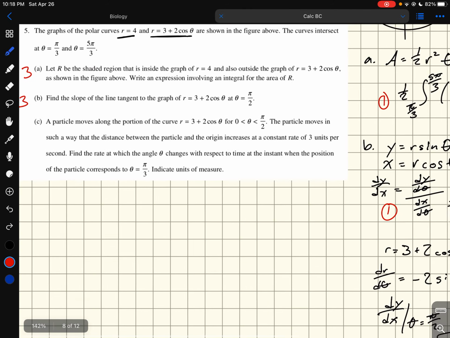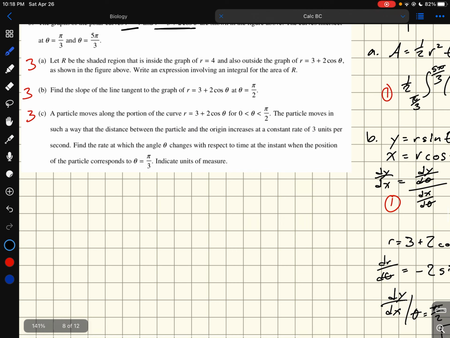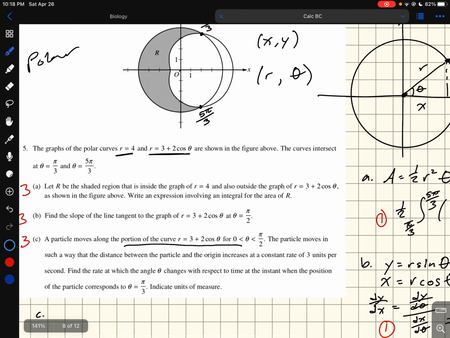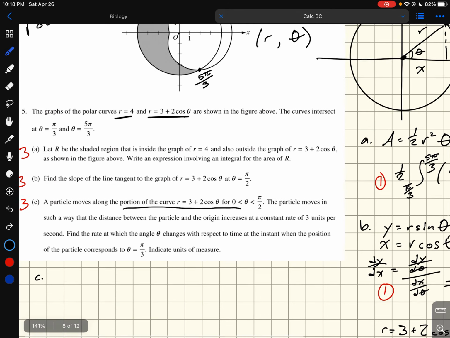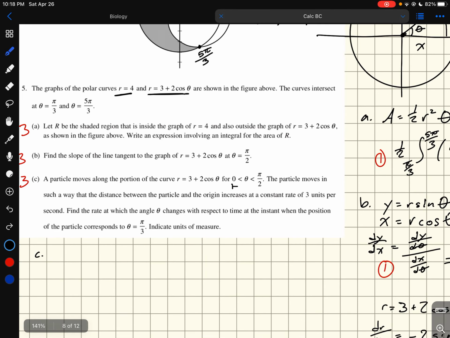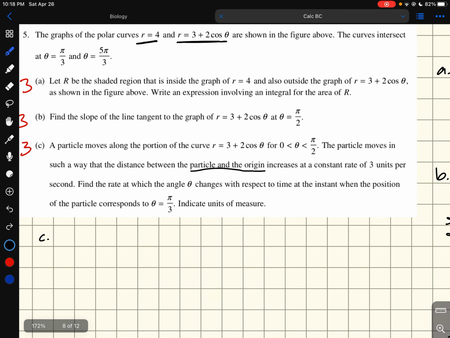Okay, and now our last part. This was 6 points total, so we know our last part is also going to be 3 points, because each FRQ is worth 9 points. Okay, C. It's moving along a portion of the curve, because remember, that curve is 3 plus 2 cosine theta. It's going from 0 to pi halves, and the distance between the particle and the origin increases at a constant rate. So this is a related rate question.